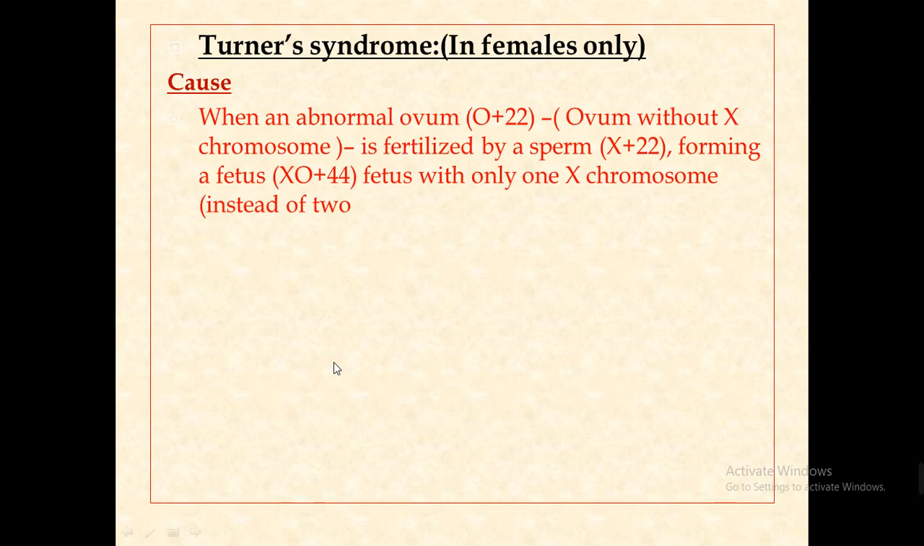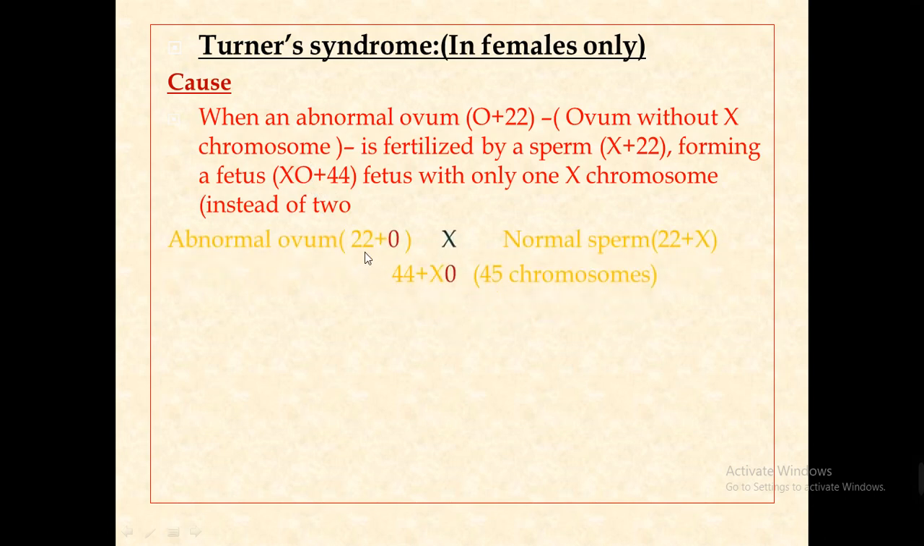The second case is Turner's syndrome, and it affects females only. What are the causes of this abnormal case? When fertilization occurs between an abnormal ovum, which contains 22 plus 0, 0 means there is nothing here, there is no X chromosome here, an ovum without X chromosome, fertilized by a sperm containing 22 plus X, so it's a normal sperm, the fetus will be 44 plus X 0. There is an X missing here. So she will be a female but lack one X chromosome.